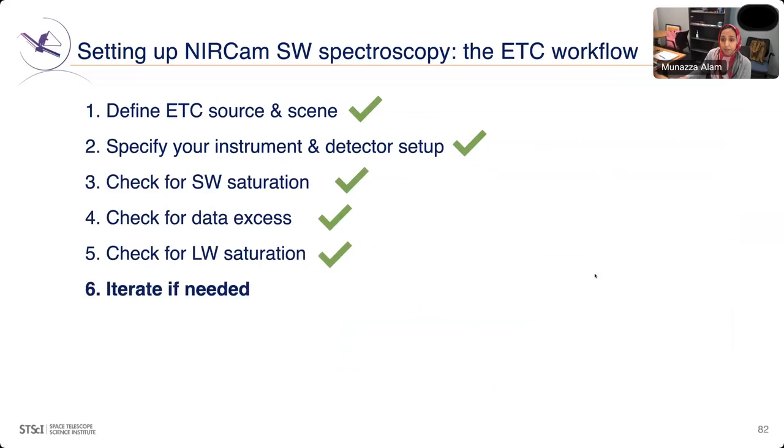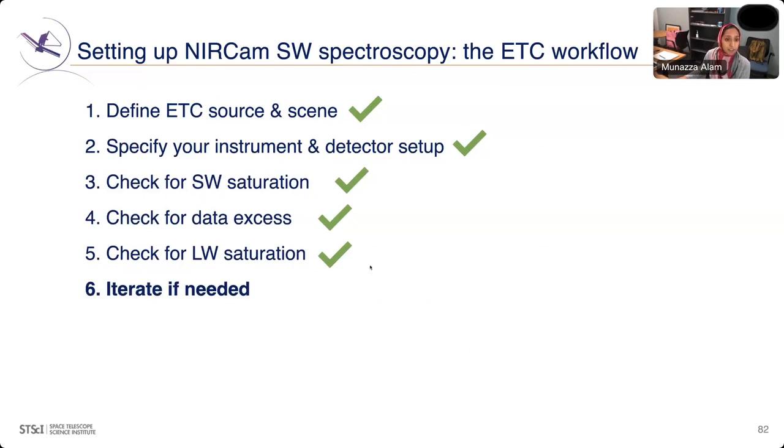So we have no warnings and things look good to go. If you do end up having an issue where you have long wavelength saturation, we'll need to do some iteration between these steps in order to make sure that we can get our observations set up in a way so that we're satisfying these criteria and not saturating in the long wavelength and the short wavelength.